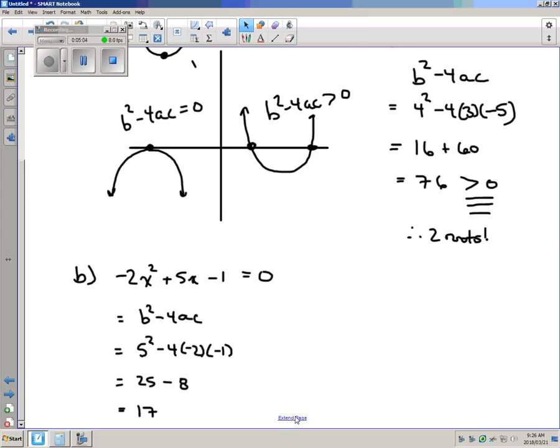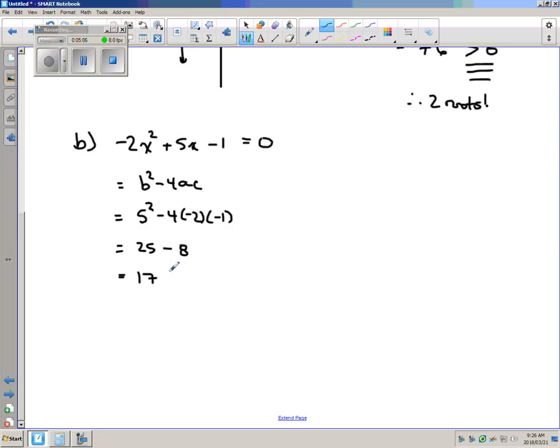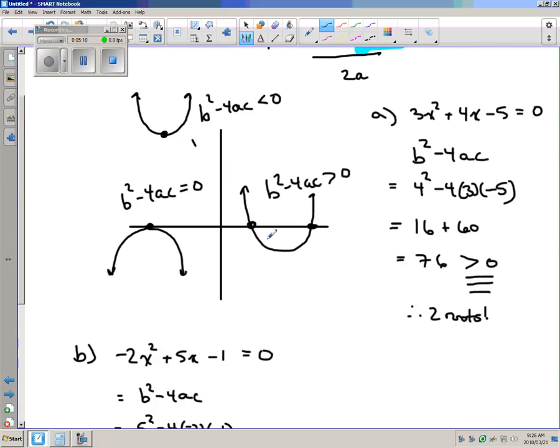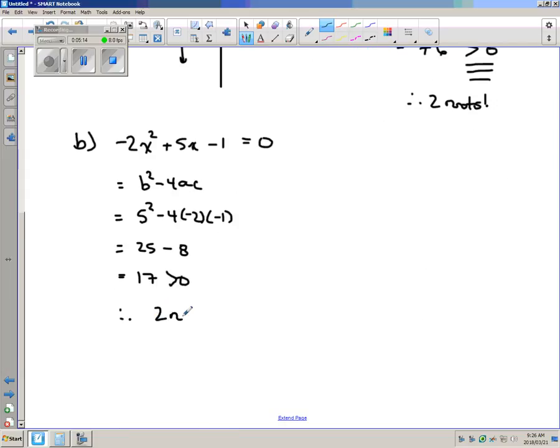Because that's 17, which is bigger than 0, we conclude that it's this scenario right here. There would be two roots to that. And then the last one, hopefully, is a different scenario.